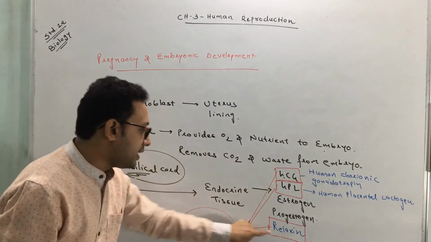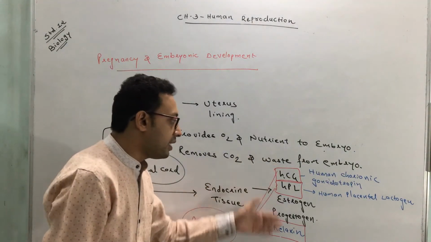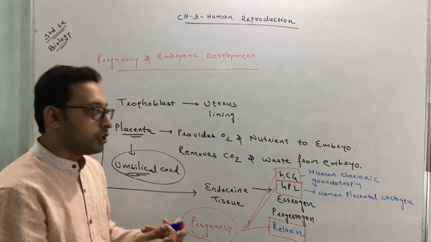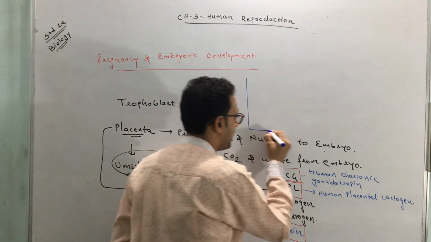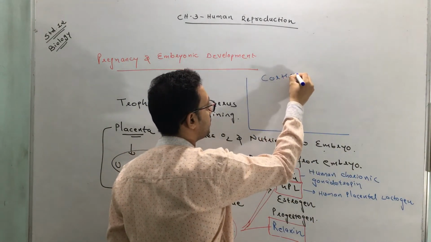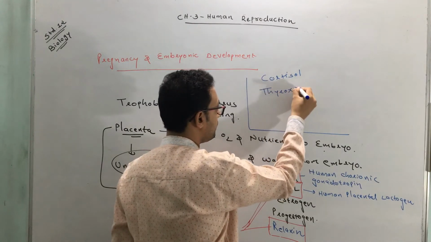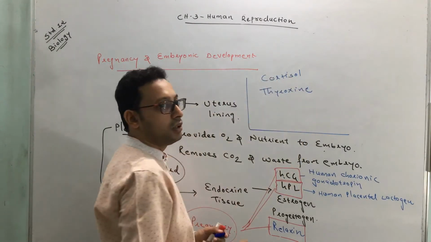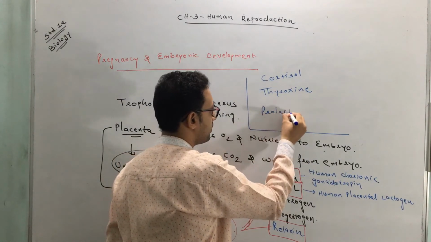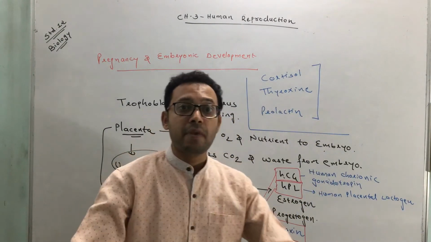HCG, HPL and relaxin are only released during pregnancy. Apart from the release of these hormones in pregnancy, the levels of certain other hormones, which I write down, that's cortisol, thyroxine, or you can say prolactin. The levels of these hormones are increased many folds.